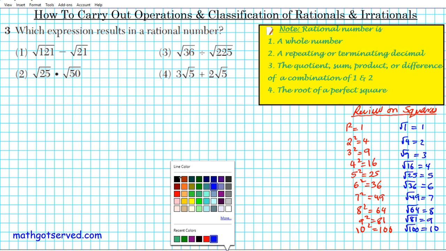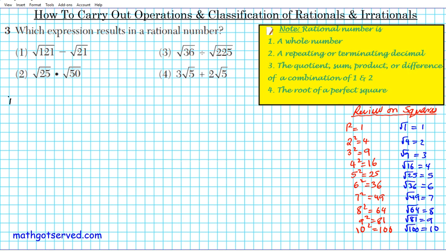The first one, number 1, we have to evaluate this expression, the square root of 121 minus the square root of 21. We know what the square root of 121 is, right? The square root of 121 is 11. But how about root 21? Can we simplify root 21?